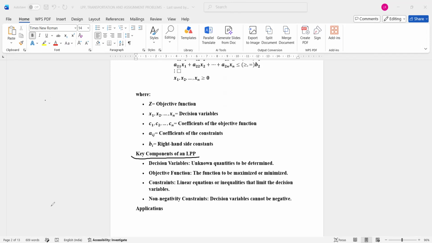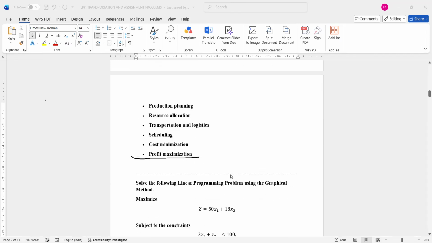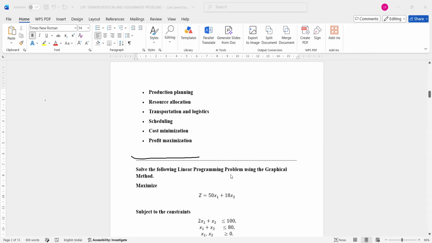Okay, what are the applications? Where will we use this? We can use it in production planning, resource allocation, transportation and logistics, scheduling, cost minimization, and profit maximization. There we will use it normally.